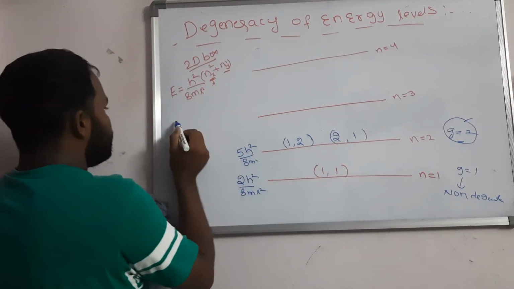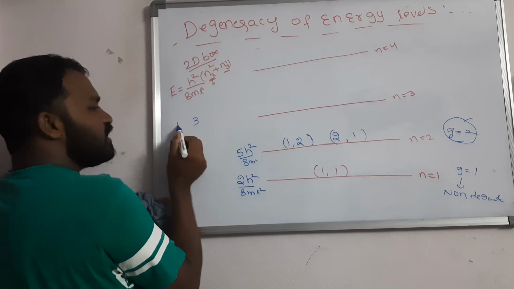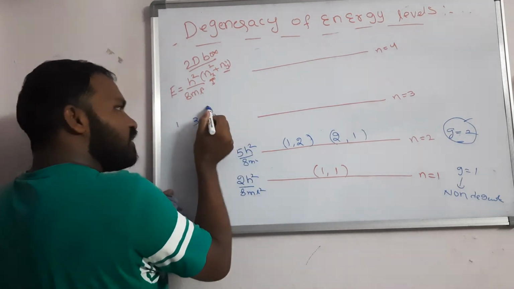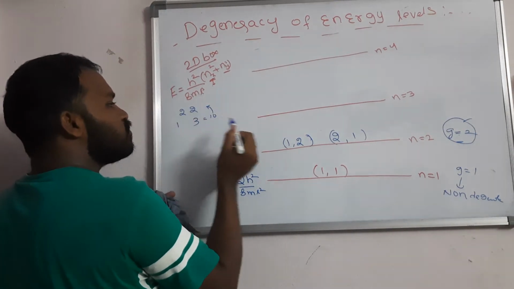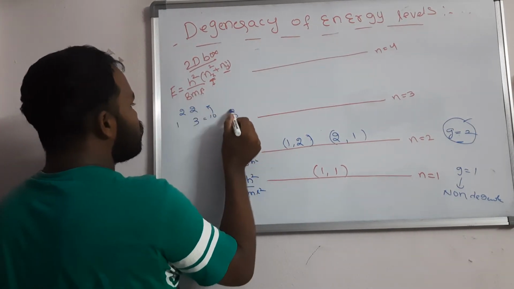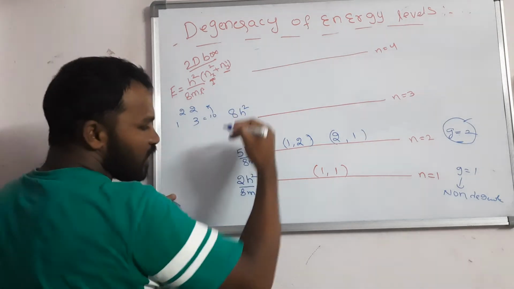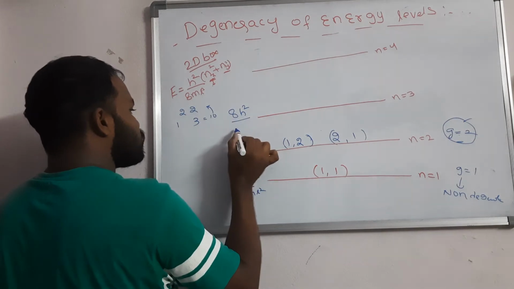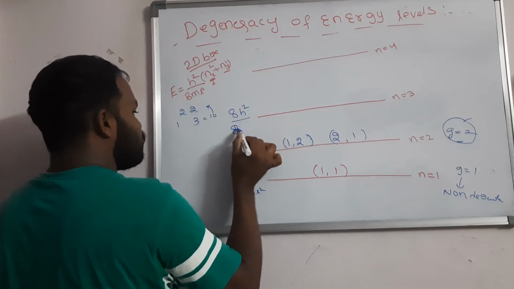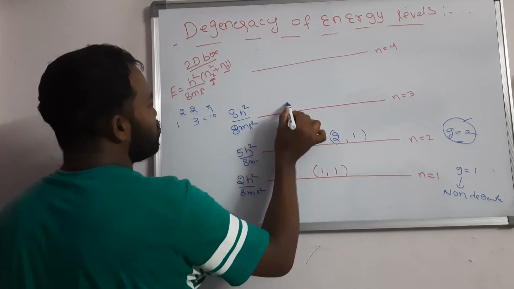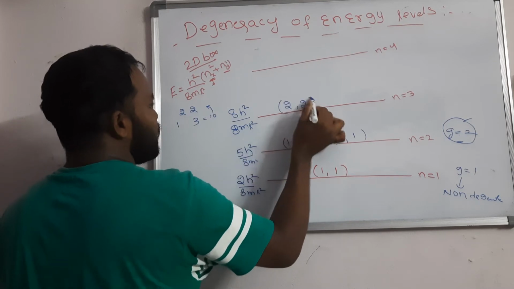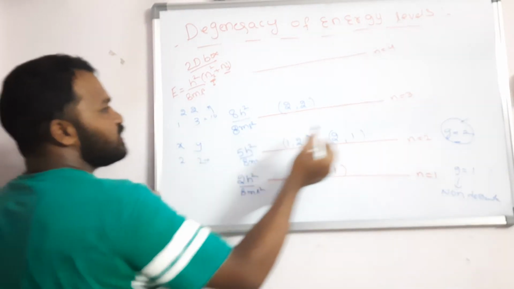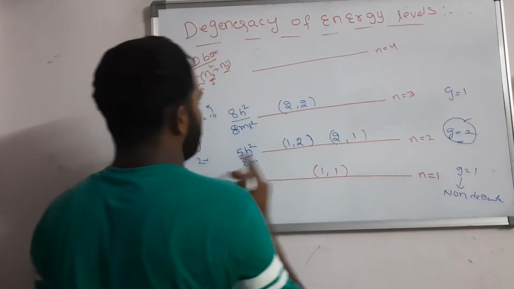If I take the next one, for example 1 3, 1 square plus 3 square is 10. But before 10 there is one more possibility. If both are 2, 2 square plus 2 square is 8h square by 8ml square. Take the sequence order, don't write 10 first. So here the possibility is 2 comma 2. Both are the same, so it is non-degenerate, g is equal to 1.